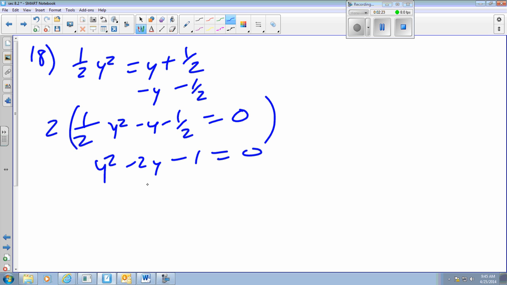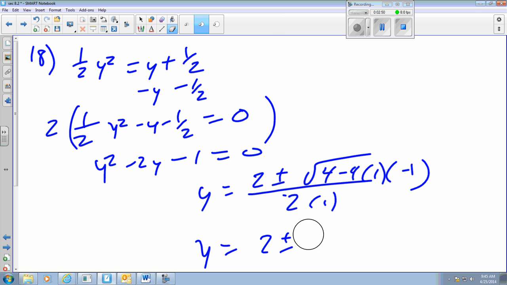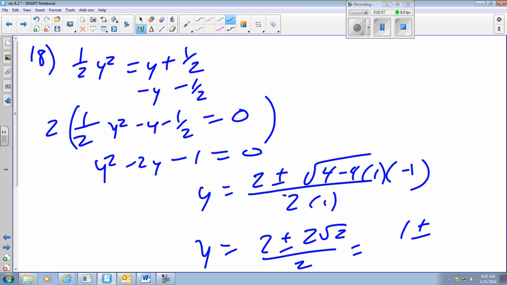Again, we could plug that into the quadratic formula, and we will get y equals negative 2 would be 2 plus or minus the square root of negative 2 squared is 4 minus 4 times 1 times negative 1, all over 2 times 1. Simplifying that, I get 2 plus or minus, negative 4 times 1 times negative 1 is positive 4. 4 and 4 makes 8. Square root of 8, I'm going to simplify to 2 root 2 all over 2. Divide everything by 2. 1 plus or minus the square root of 2.